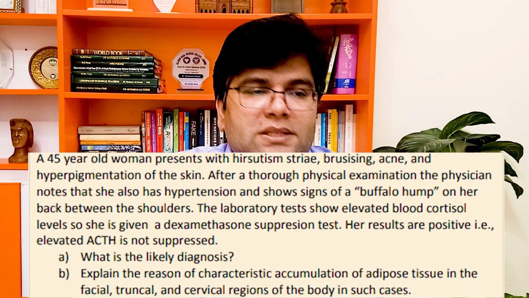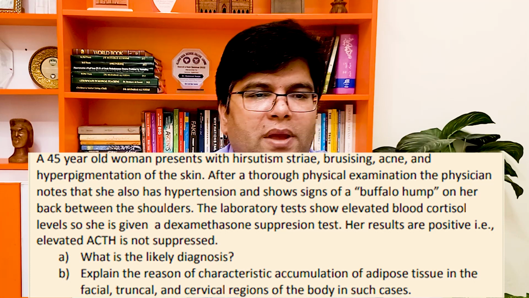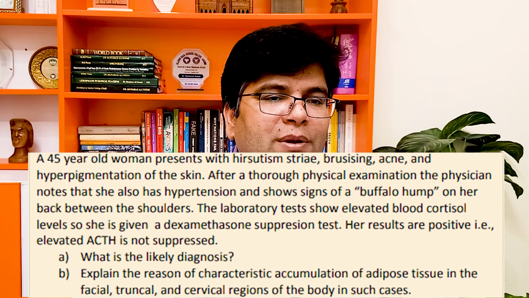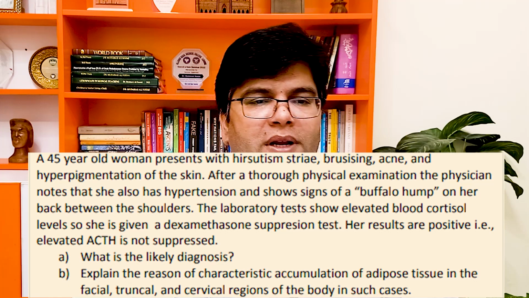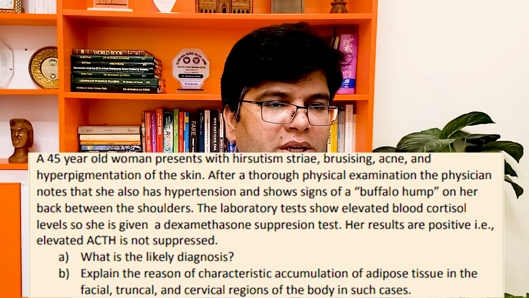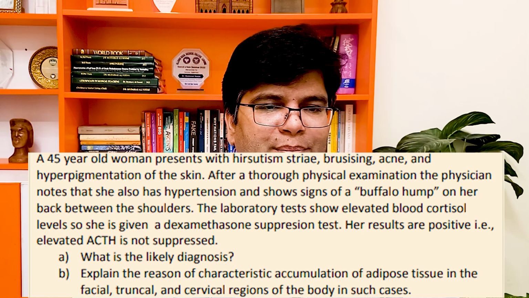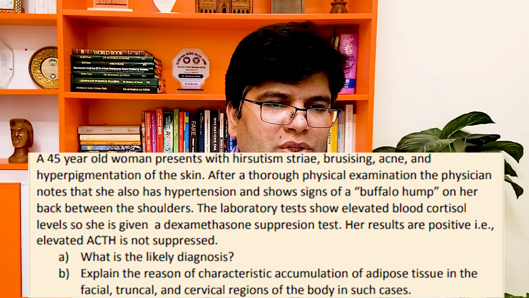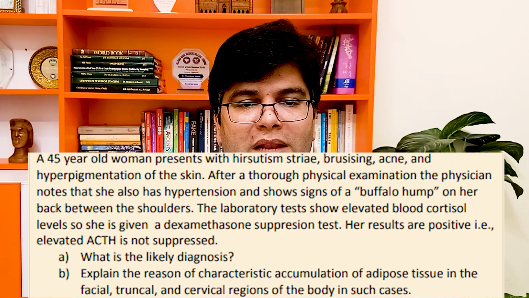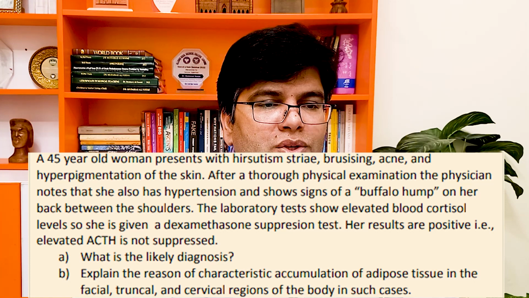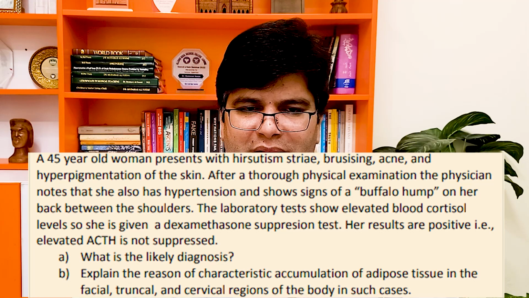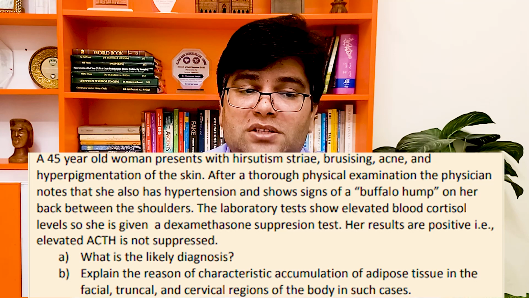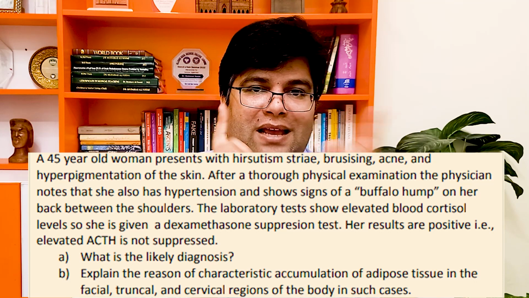Next question is a scenario. A 45-year-old woman presents with hirsutism, striae, bruising, acne, and hyperpigmentation of the skin. After a thorough physical examination, the physician notes that she also has hypertension and shows signs of buffalo hump on her back between the shoulders. The laboratory test shows elevated cortisol level in the blood, so she is given a dexamethasone suppression test. Her results are positive, that is, elevated ACTH is not suppressed. What is the likely diagnosis?